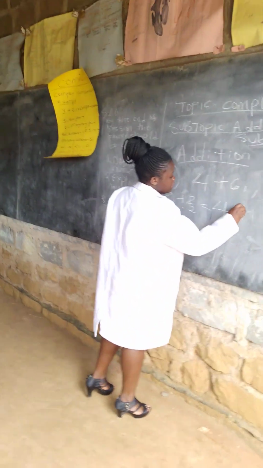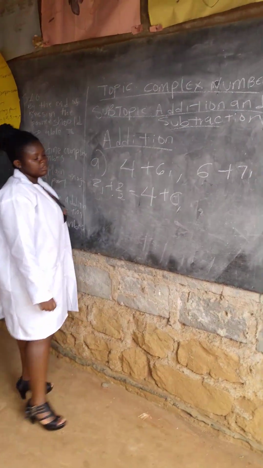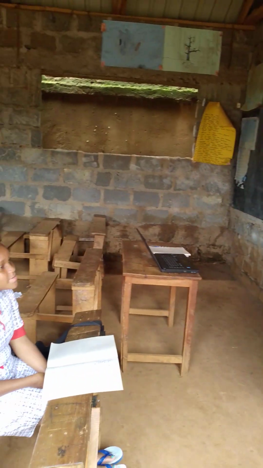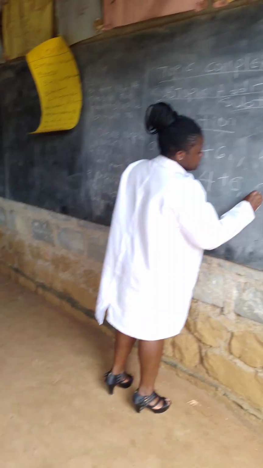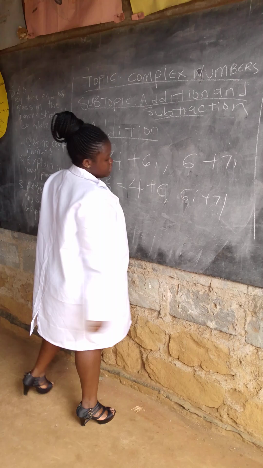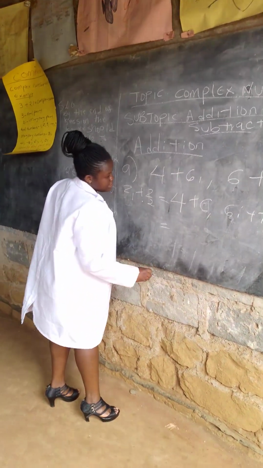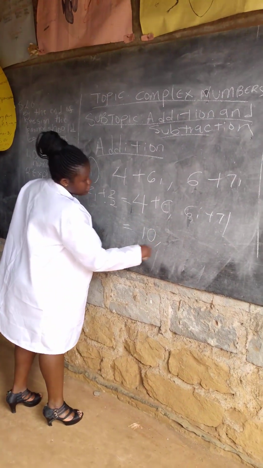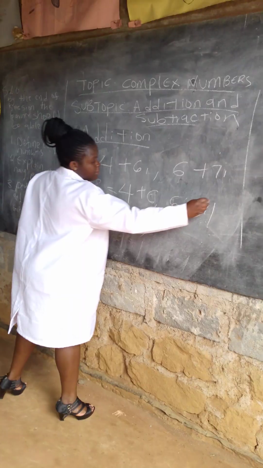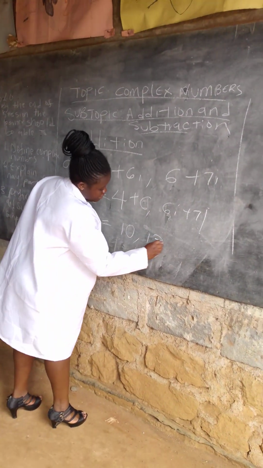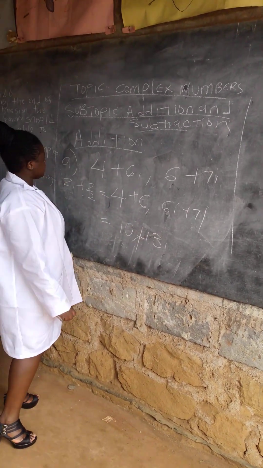4 plus 6, the real part. What about the imaginary part? 6i plus 7i. That is 6i plus 7i. So we are going to add: 4 plus 6 is? 10. What about 6i plus 7i is? 13. It is 13i. That is correct.